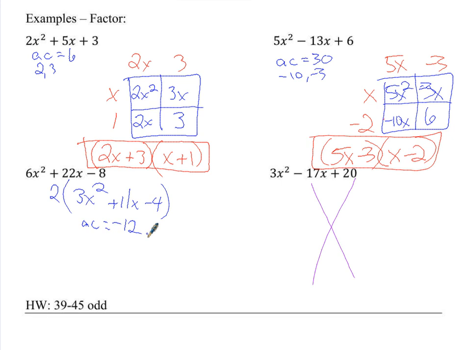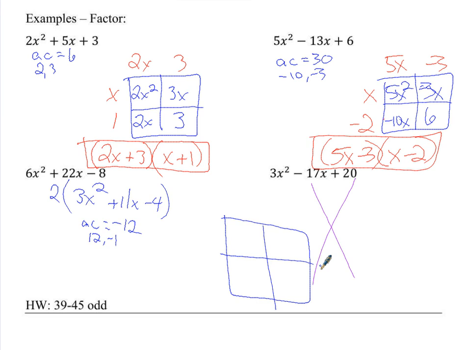What are those two numbers? 12 and negative 1. Write down those numbers and then check. 12 times negative 1 is negative 12. 12 plus negative 1 is 11. So we have the correct two numbers. Set up the box. What do we know?